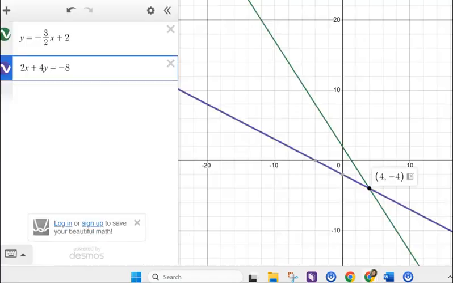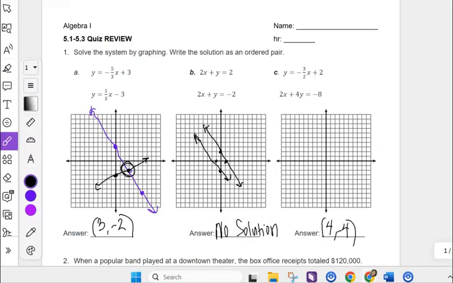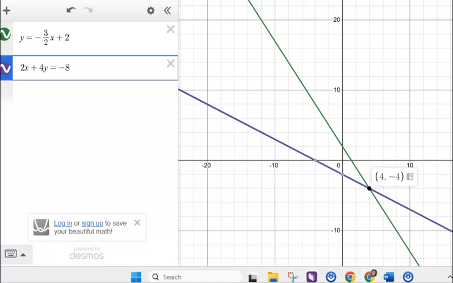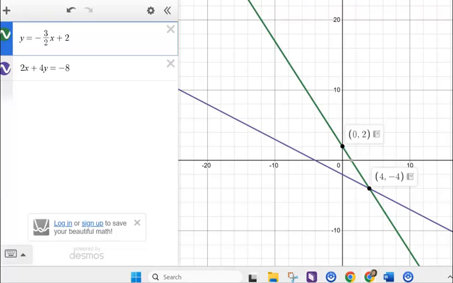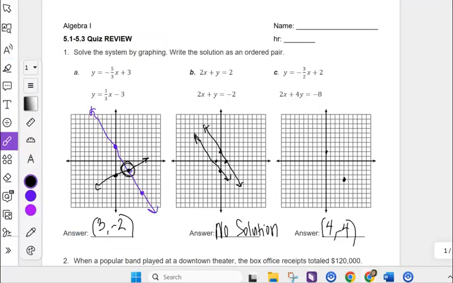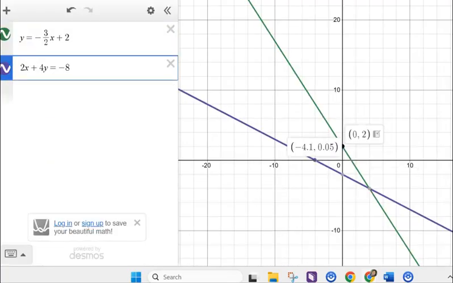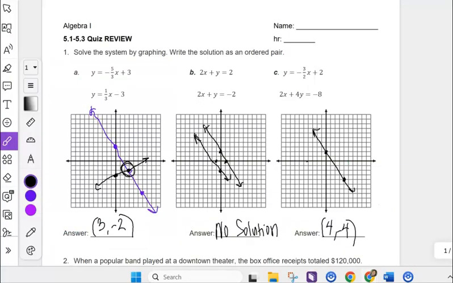Now, to graph this, I'm going to first go to 4, negative 4, and put my point. Then I'm going to look up. That's at 0, 2. So I'll go to 0, 2. That's my first line to sketch. And then my second one is negative 4, 0. So negative 4, 1, 2, 3, 4, 0. And there's your sketch.